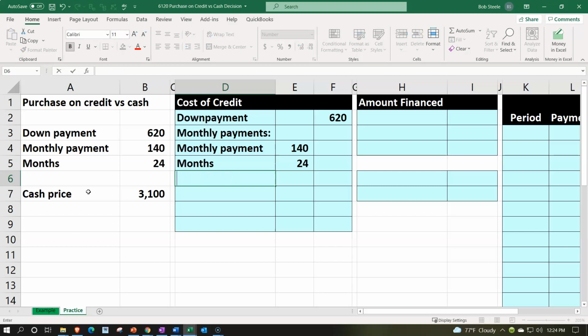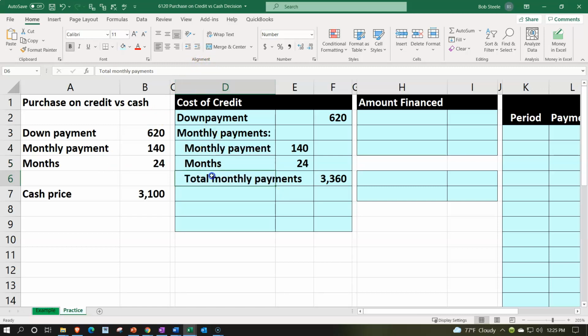Let's say total monthly payments, not taking into consideration time value of money, just over the 2 year or 24 month period. 140 times the 24. Let's do some formatting here. I'm going to indent these items. Selecting these 3 cells, we're going to go to the alignment group, and indent. And then let's indent this one again, alignment and indent.